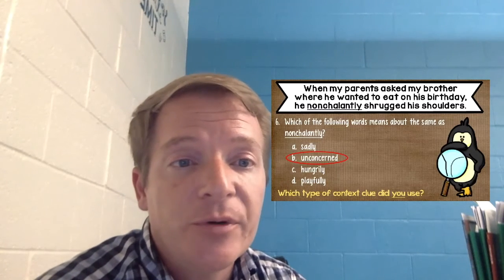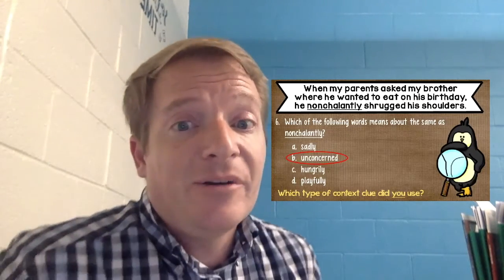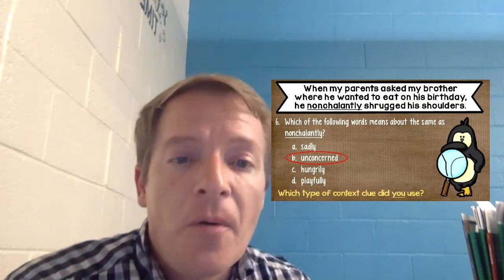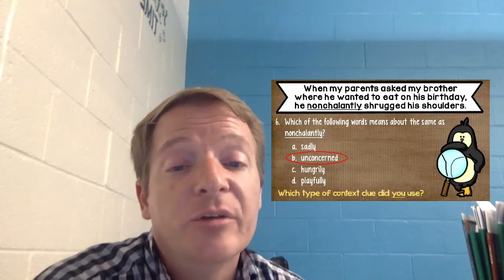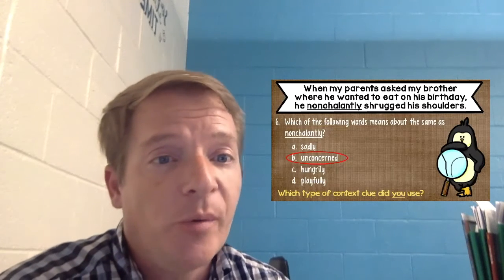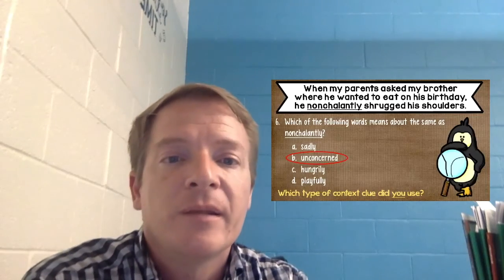That's one of those ones, too, that I would probably say is kind of an inference one, because I know when I shrug my shoulders, it's like, I don't know, or I don't care. So I would say that we probably used an inference clue on this one, because we took what we knew about shrugging shoulders and we made a guess about what we thought the word meant.